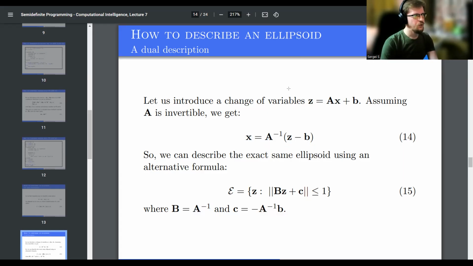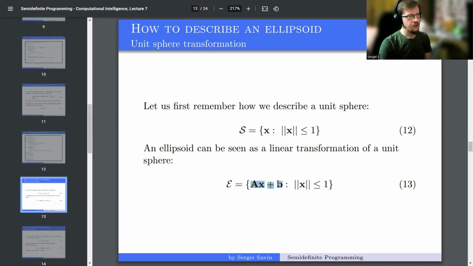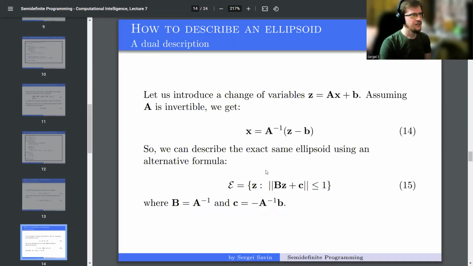So now let's look at two representations. First representation, ‖AX + B‖ less than 1. Second representation, all Z such that ‖BZ + C‖ less than or equal to 1. So this linear function shifts, either it is here or it is here. It should be somewhere, but in one of those two places.